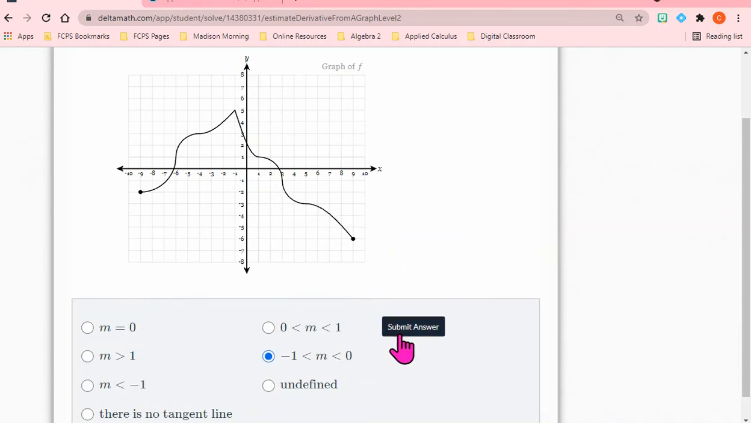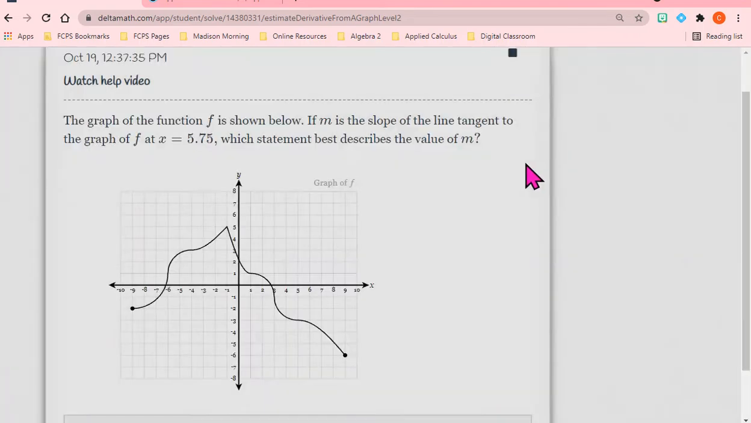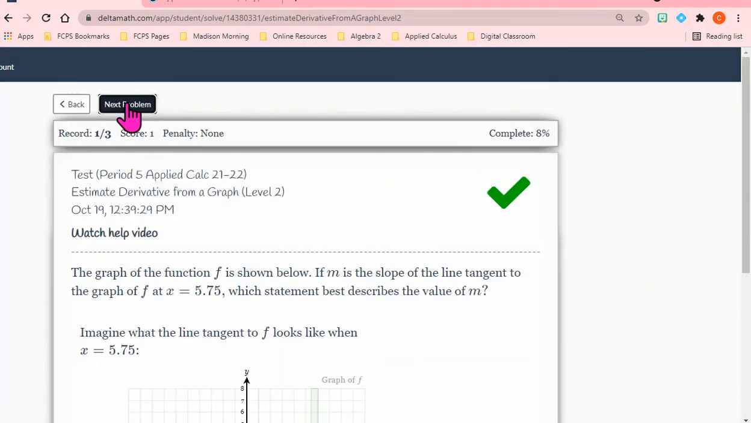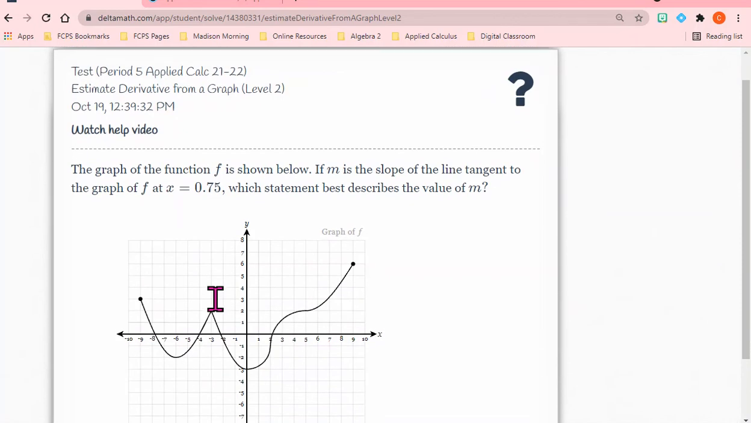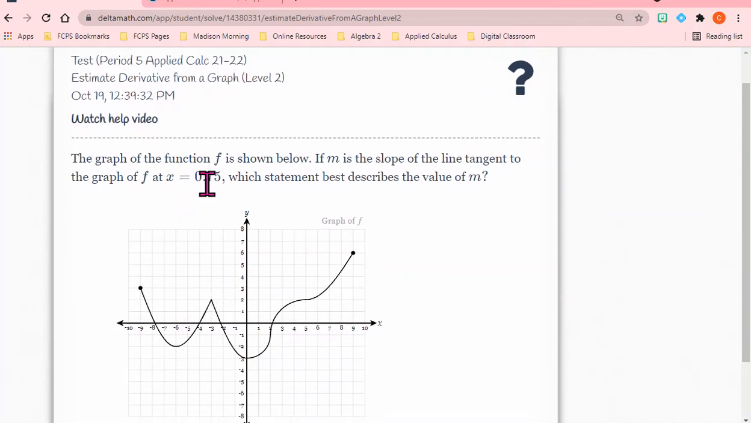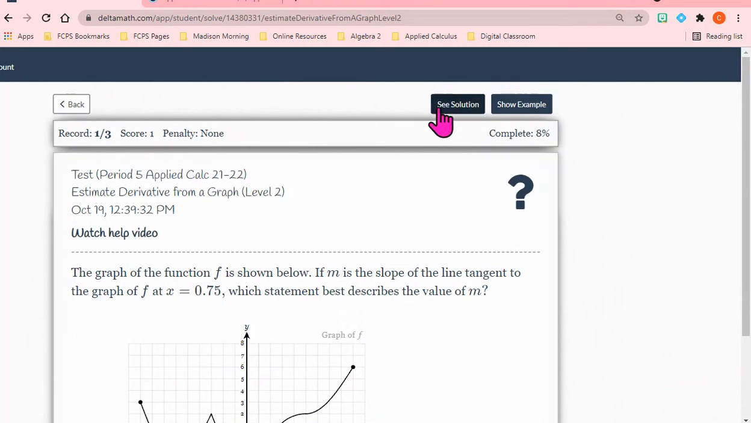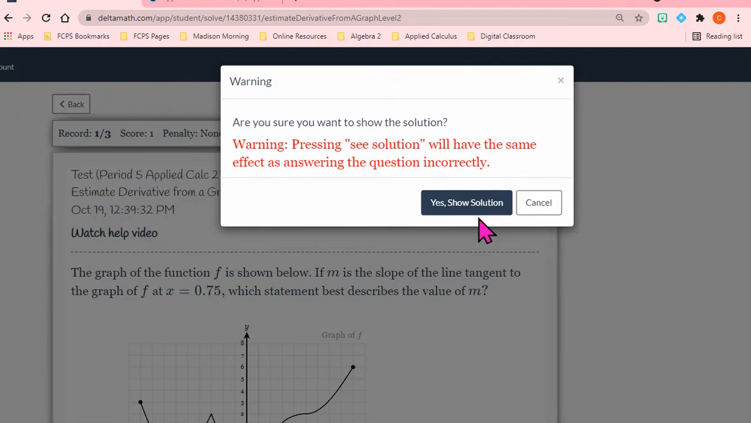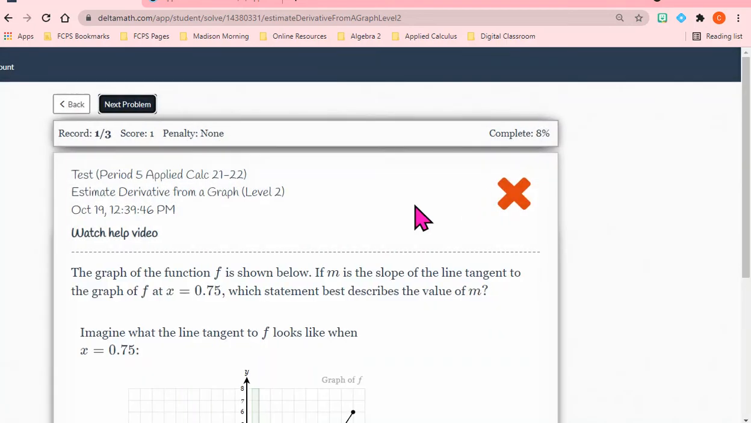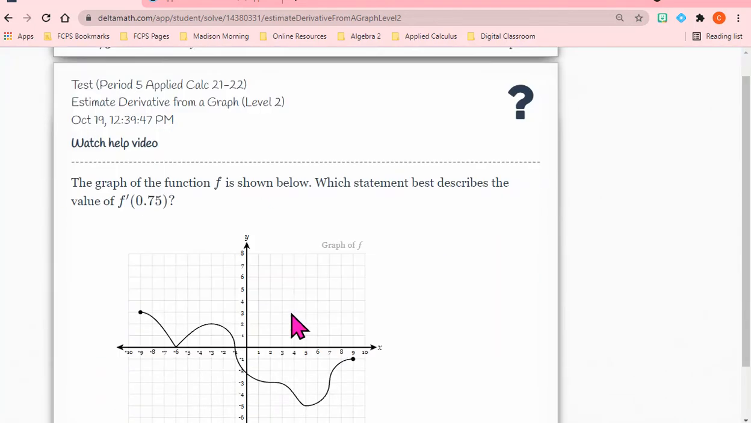Okay, let's click submit. Yay! Okay, I'll do one more of these. So we're looking at x equals 0.75. That's exactly what we just did. See, solution. I know. Okay, let's do the next problem.